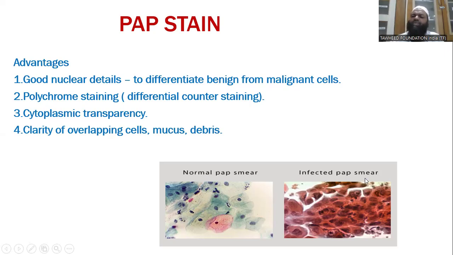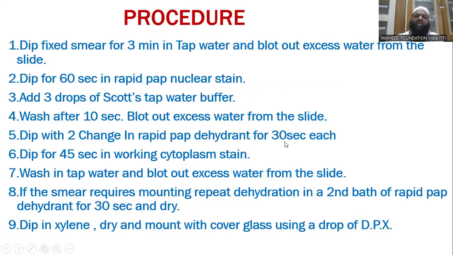So, an infected pap smear can be differentiated easily by using the pap staining method. So, what is the procedure? Before that, we need to collect the pap smear. The main collection procedure is dealt with by the treating gynecologist of a particular patient, who will collect the sample. Those samples will be sent to the laboratory, labeled properly, and then collected at the laboratory and processed.